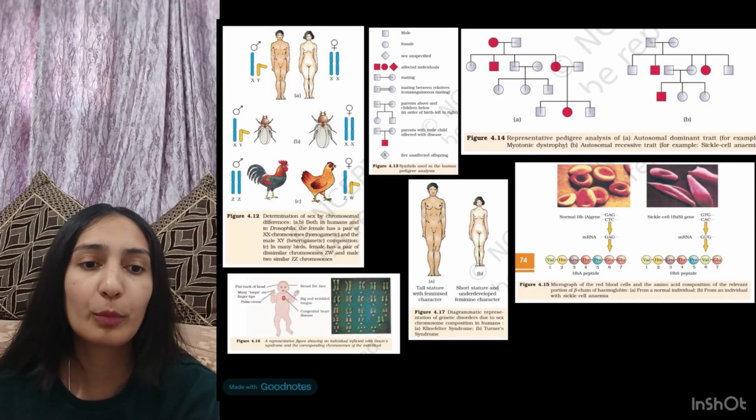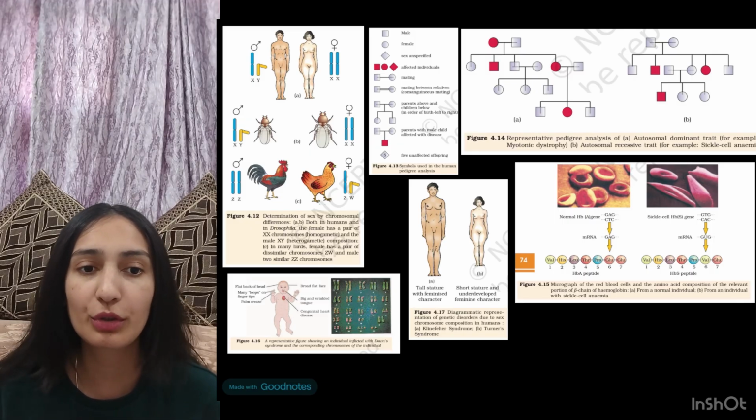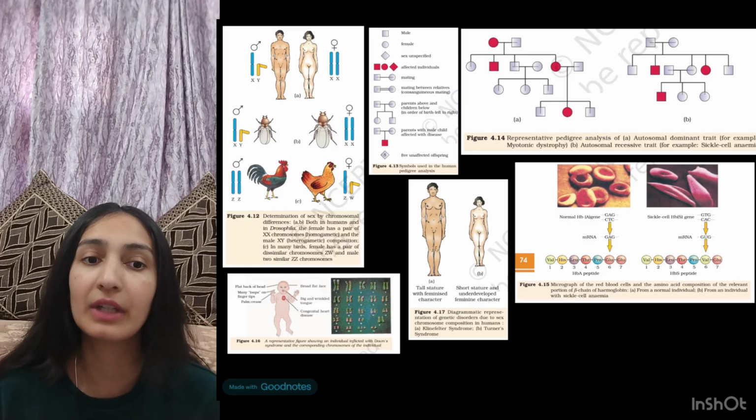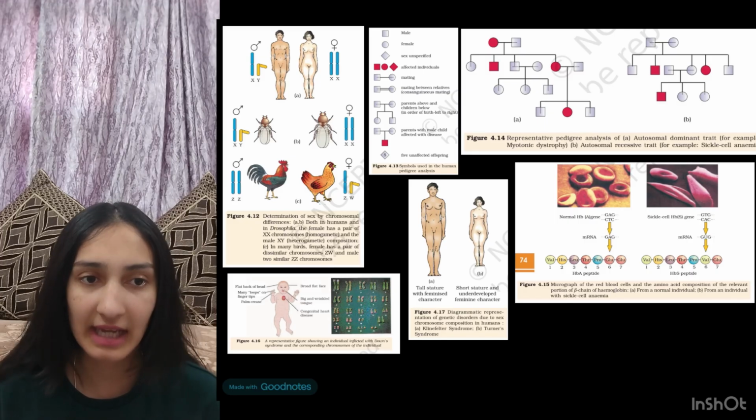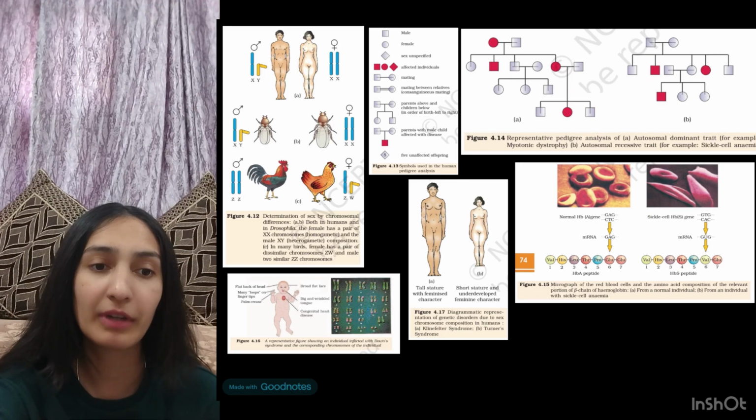Now, figure 4.17 shows a diagrammatic representation of genetic disorders due to sex chromosome composition in humans. So, A shows Klinefelter syndrome, where you have tall stature with feminized character, and in B, you have short stature and underdeveloped feminine character, which is the Turner syndrome.